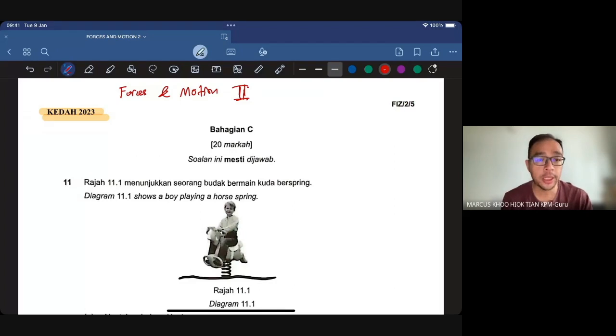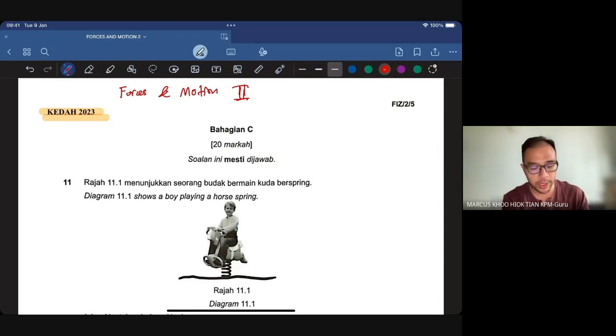So today we're going to be looking into the chapter of Forces and Motion 2. There are four subtopics in this chapter, but the main subtopic is probably going to be Hooke's Law. A lot of our essay questions are going to be from there.